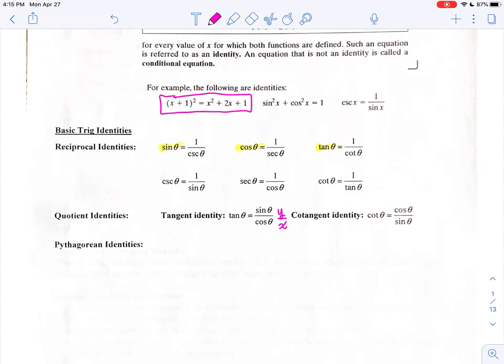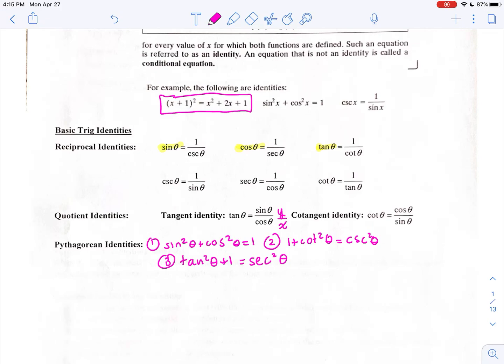The next set of identities we're going to write out and prove. There are 3 Pythagorean identities. The first one being, and we will prove this in a minute, sine squared of theta plus cosine squared of theta is equal to 1. The second one being 1 plus cotangent squared of theta equals cosecant squared of theta. And then the last one being tangent squared of theta plus 1 equals secant squared of theta.